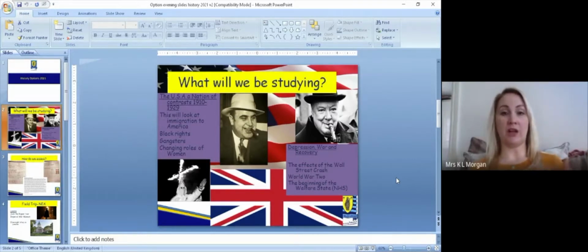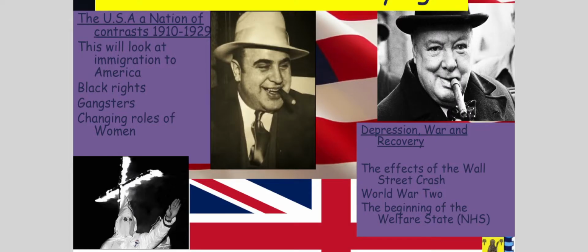Now we also then do the British paper. There has to be a British element running through the history GCSE. And the next part is what we call Depression, War and Recovery. Depression, War and Recovery really starts up where the USA paper finishes off. So it starts in 1930. Now, I know it's about Britain, but what happened in America really impacted the rest of the world, and that mainly is the effects of things like the Wall Street crash.